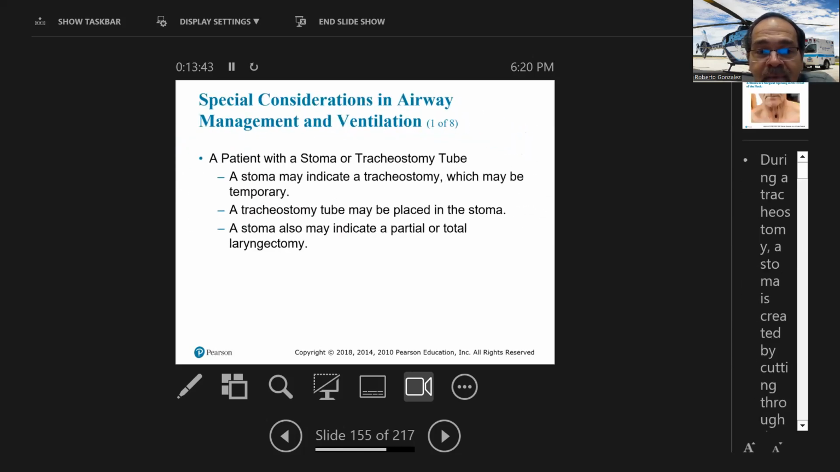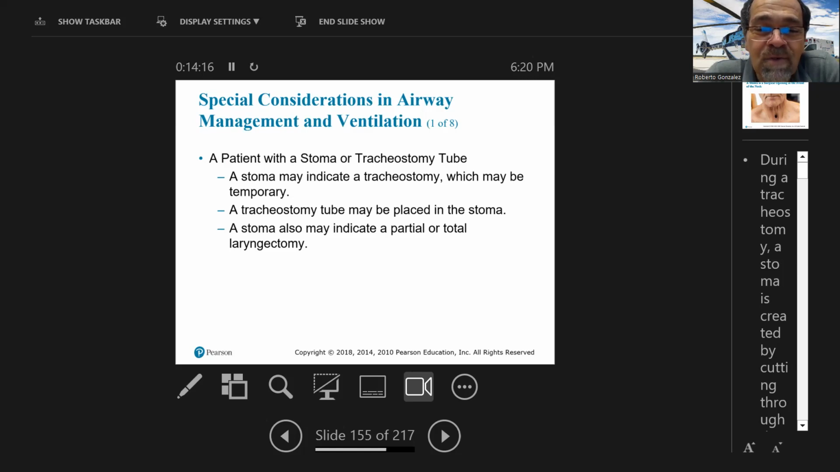Okay. Patients with a stoma or tracheostomy, and I'm more than sure you've cared for these patients before. Remember, it's a tube that goes into the trachea through an outside hole, which is right around the cricoid thyroid area, right in between. A stoma may indicate a tracheostomy, which may be temporary or permanent. A tracheostomy tube may be placed in the stoma.